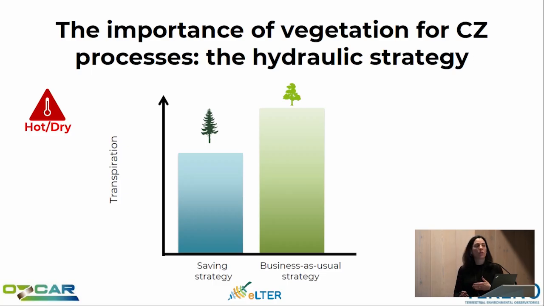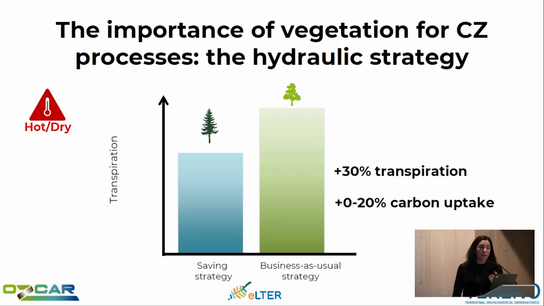And traditionally, those strategies have been assigned to specific species or plant functional types. So usually the pines, for instance, are described to have a saving strategy, whereas, for instance, oaks or beech are described to have a business as usual strategy, or anisohydric strategy.